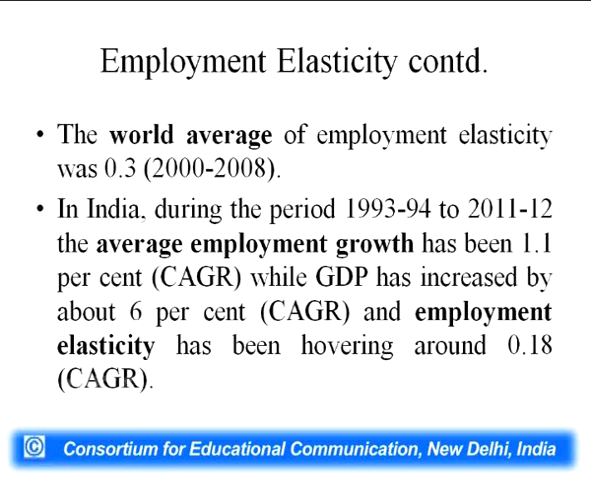In India, during the period 1993-94 to 2011-12, the average employment growth has been 1.1% on CAGR basis, while GDP has increased about 6% on CAGR basis, and employment elasticity has been hovering around 0.1 on CAGR basis. CAGR is compound annual growth rate.